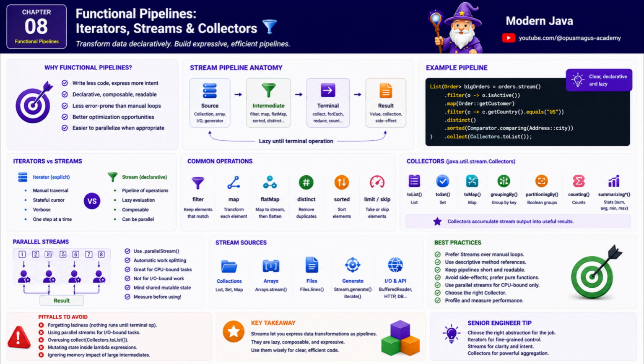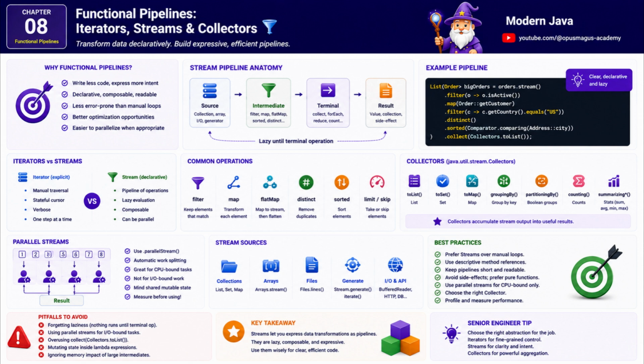Streams change the style. Instead of describing each step of traversal manually, we describe a pipeline of operations. A stream has a source, a sequence of intermediate operations, and a terminal operation. The source might be a collection, an array, a file, generated values, or an I/O-backed sequence. Intermediate operations such as filter, map, flatMap, distinct, sorted, limit, and skip describe how the data should be transformed. A terminal operation such as collect, forEach, reduce, count, anyMatch, findFirst, or toList actually triggers execution.